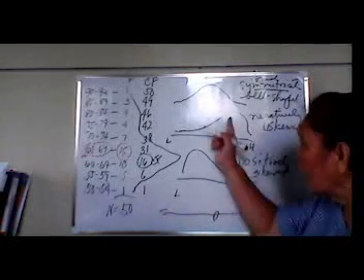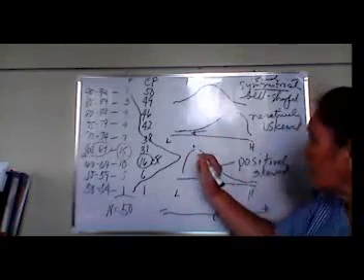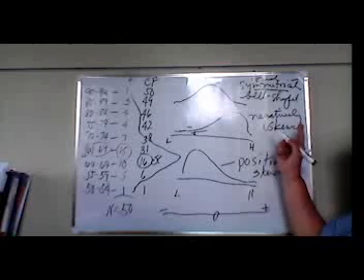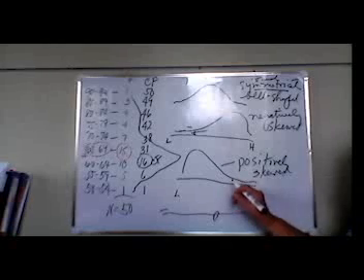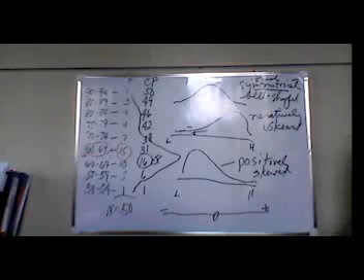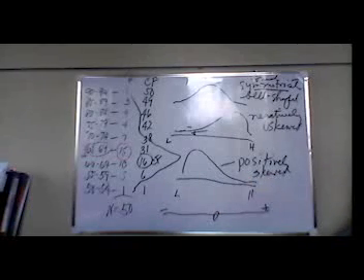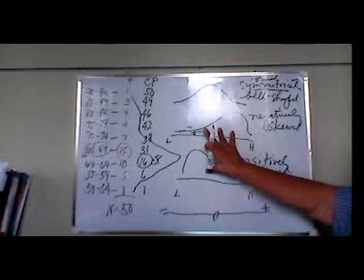Again, the tail of the distribution points to the negative. That's why it is negatively skewed. In this case, the tail of the distribution points to the positive. Positive. Just remember your number line, okay? So this is positively skewed. Both of these are skewed. Both of these are not normal.